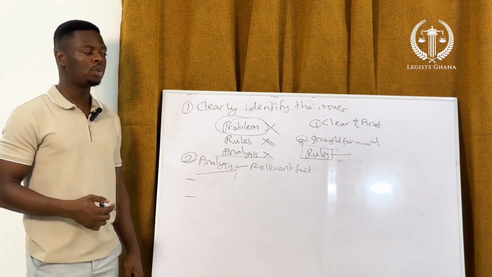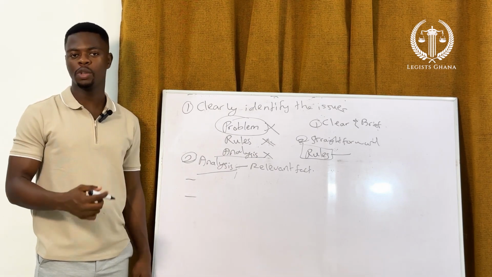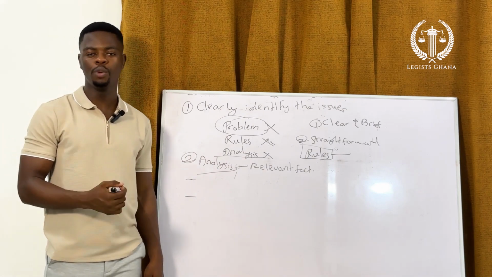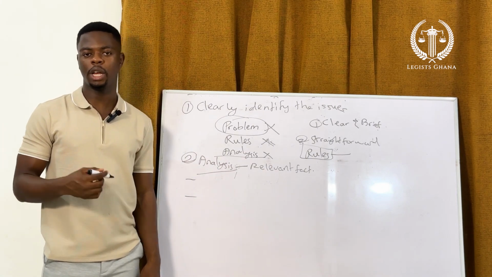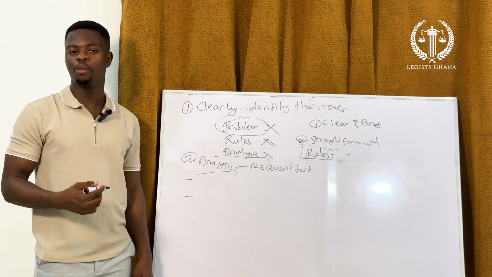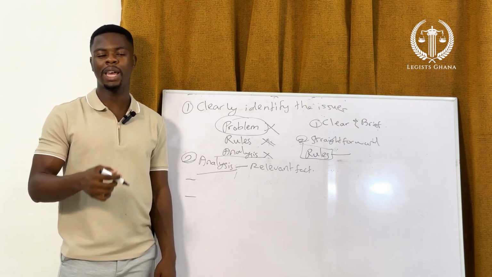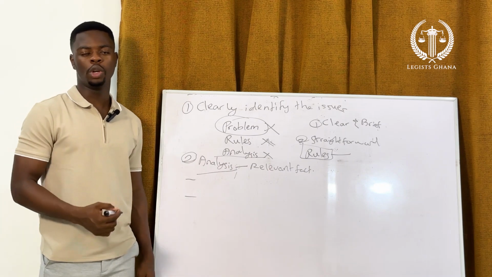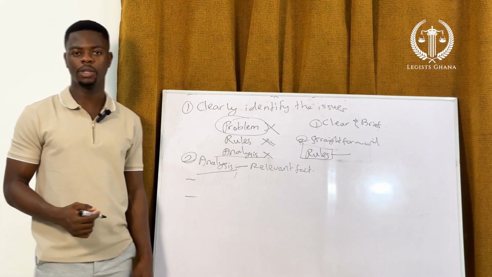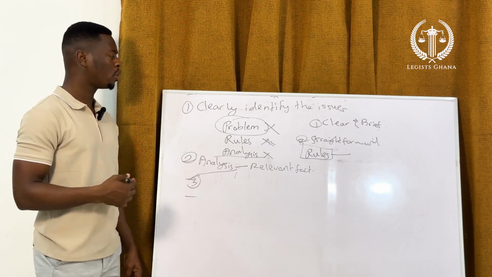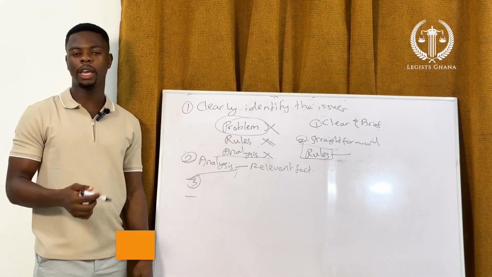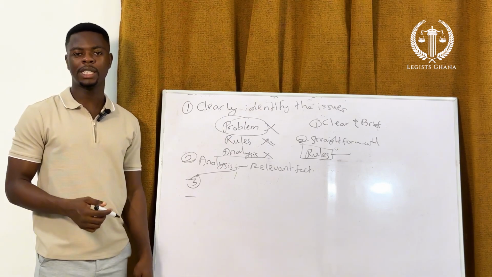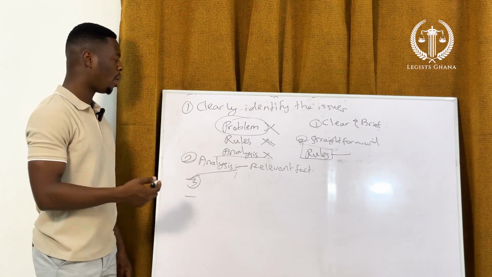So this is how to address problem questions using the IRAC formula. I repeat, the issues, the rules, the analysis, and the conclusion. Sometimes or most times, you can also start with the identification of the area of law, which will help and guide you towards raising the relevant issues. So to conclude, you need to also make sure that in case you are writing by hand, it is legible. In case you are typing, it is very coherent and well organized.